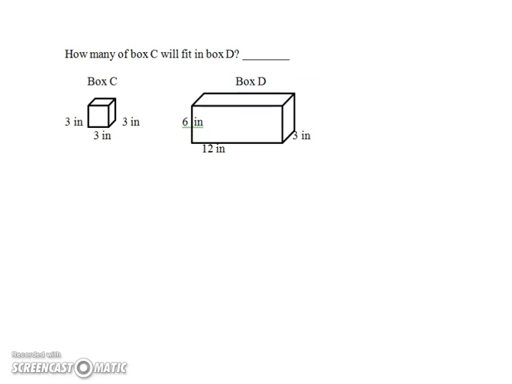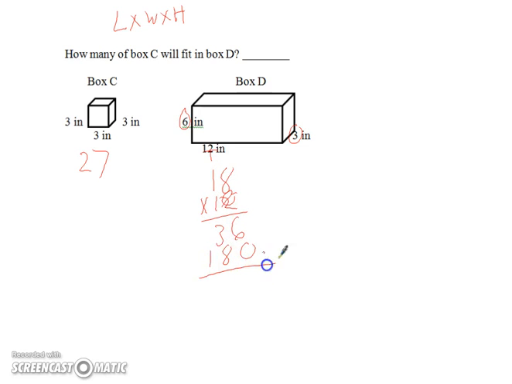How many of box C will fit in box D? We got boxes, so that tells me volume. So we're doing length times width times height. 3 times 3 times 3 would be 9 times 3 is 27. Down here, there's not really a nice way to multiply these in order, so I'm just going to start with the 3 and 6. That's 18. And then we got 18 times 12. 16, carry my 1 is 3. 8 and a 1. Add them together. And I'm at 216.